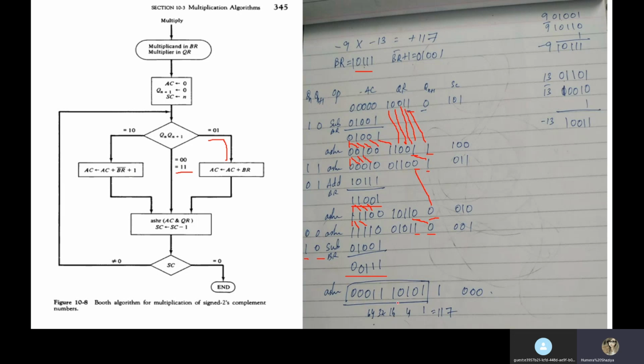Final result is in AC and QR. So if you look here, this is 1, 2, 4, 8, 16, 32, 64. When you perform conversion of binary to decimal, the product obtained is 117. Did you understand this?